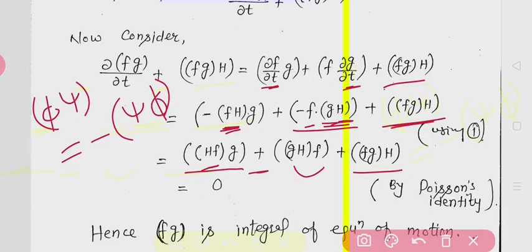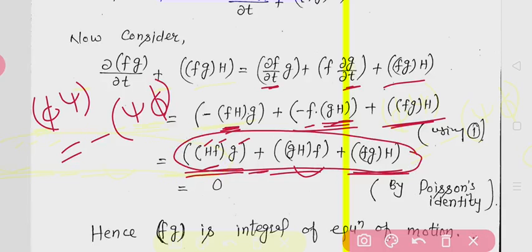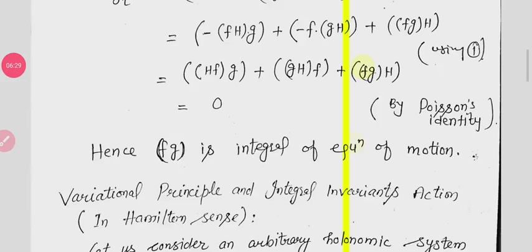Okay, now you know that there are three functions h, f and g, all are functions of Hamiltonian variables. So by using the Poisson identity, hfg plus Poisson bracket of ghf plus Poisson bracket of fgh, that summation will be equal to 0. So if the Poisson bracket fg plus Poisson bracket of fgh is equal to 0, that means this is the integral of the equation of motion. So that is the Jacobi Poisson theorem, right? So this is the proof of the Jacobi Poisson theorem.